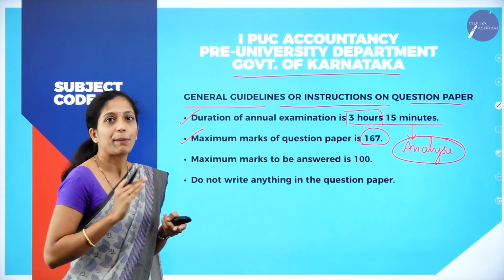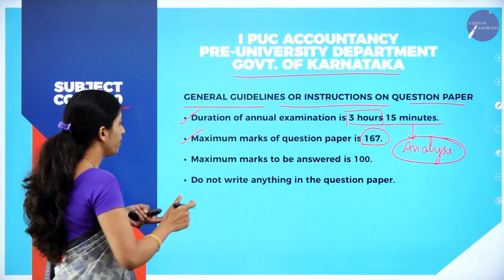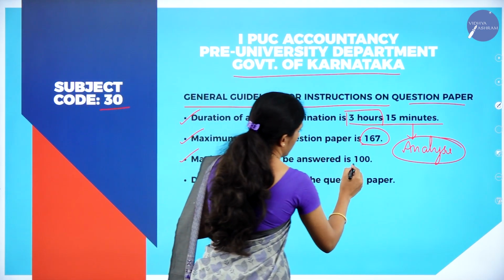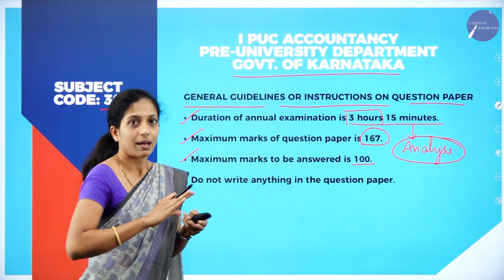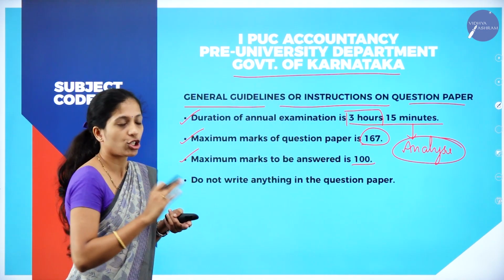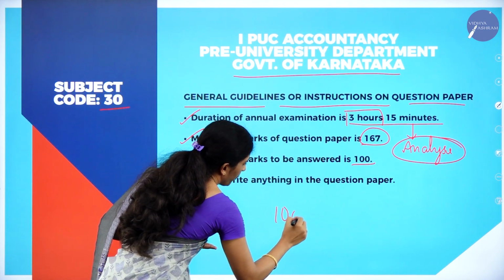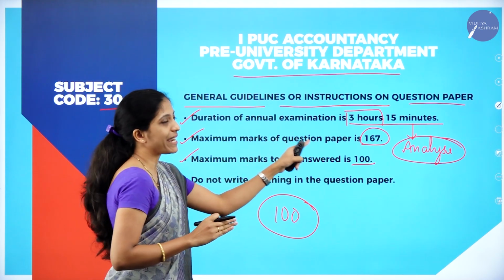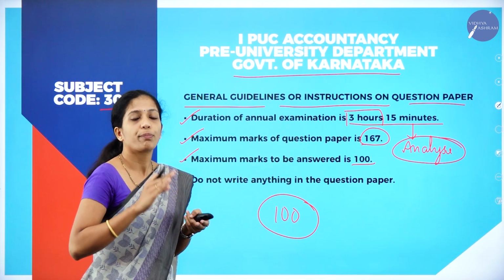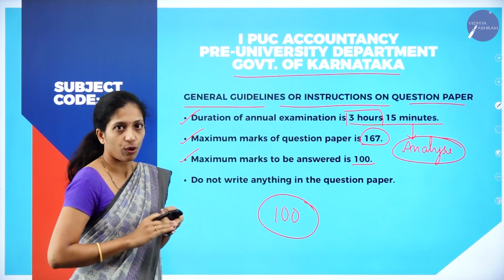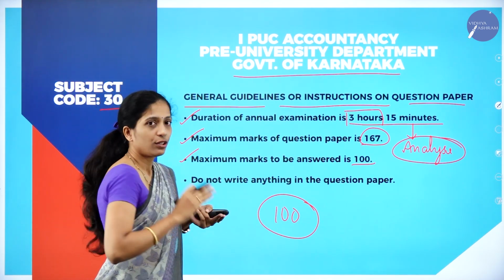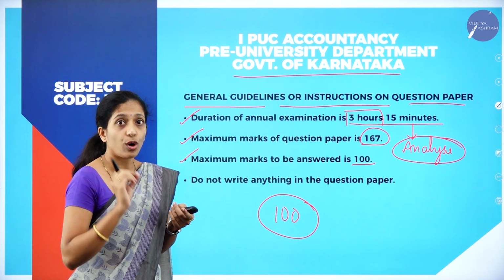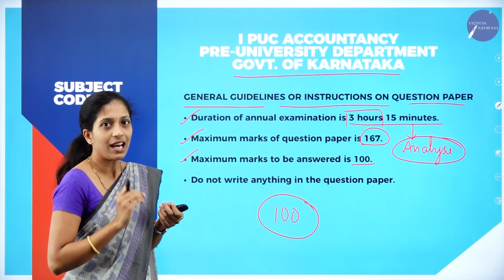So the whole question paper will be for 167 marks, and the maximum marks to be answered is 100. Your answer sheet is for 100 marks, but you will have a number of options. So make sure which option you go for. Go for those options which you are familiar with. Whatever answers you know properly, those you will attempt in your examination.